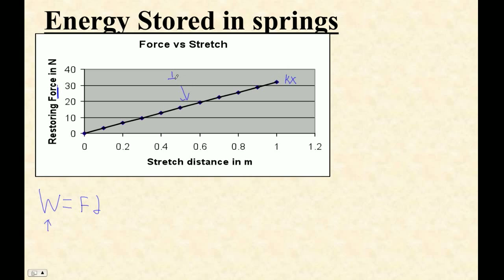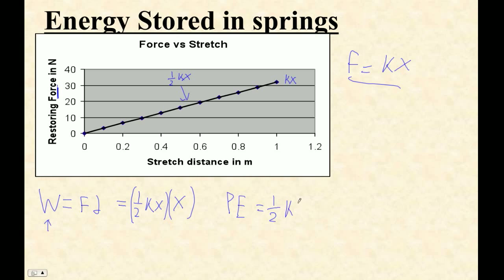The average force is 1/2 kx. It's half the final amount because this is just a straight line. So the force is 1/2 kx. That's because the force is, of course, kx at the very end. And then the distance is, of course, x, and so we end up with an interesting formula: the potential energy of a spring is 1/2 kx squared.